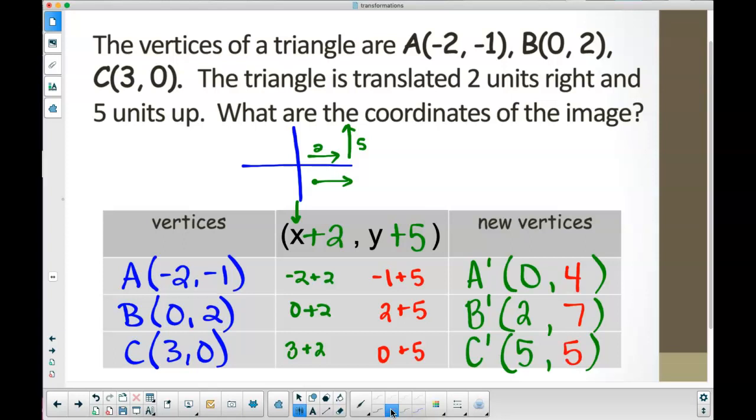Okay, that means if I were to graph this, it should work that I take a point like 3, 0. 1, 2, 3, 0. That would be right there. And if I were to move it right 2 and up 5, right 2, 1, 2, and up 5, 1, 2, 3, 4, 5. It should end up at 5, 5. Okay?